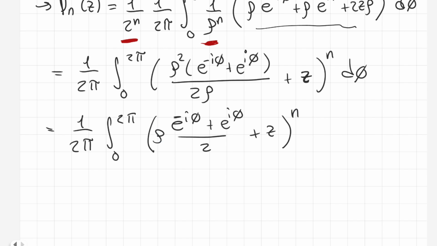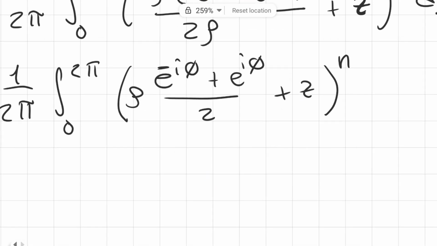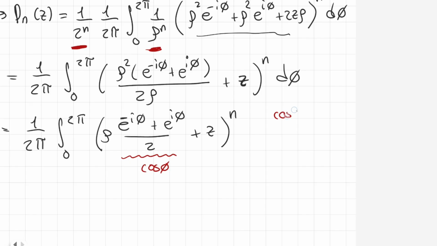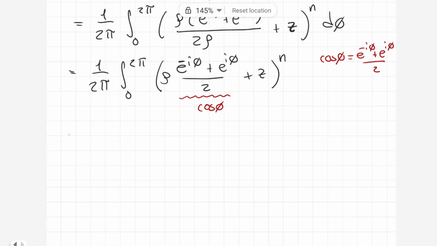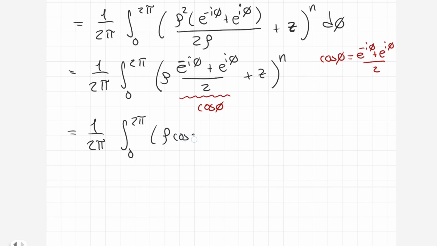And here we have our rho, right? Recall that it is very well known that this quantity that we have here can be seen as the cosine of phi, right? It's a very famous formula. Cosine of phi is equal to e to the minus i phi plus e to the i phi divided by 2, which is not very hard to show. So what are we going to get? This is going to be 1 divided by 2 pi times the integral from 0 to 2 pi, and then rho cosine of phi plus z to the n, and I forgot a d phi here, d phi.